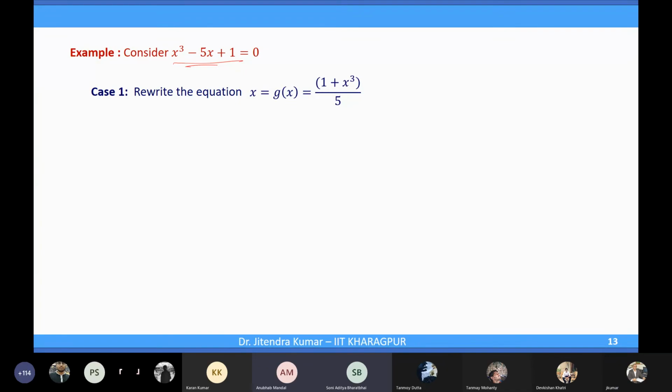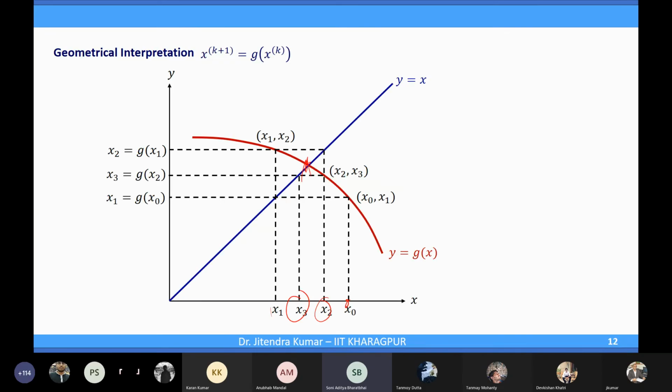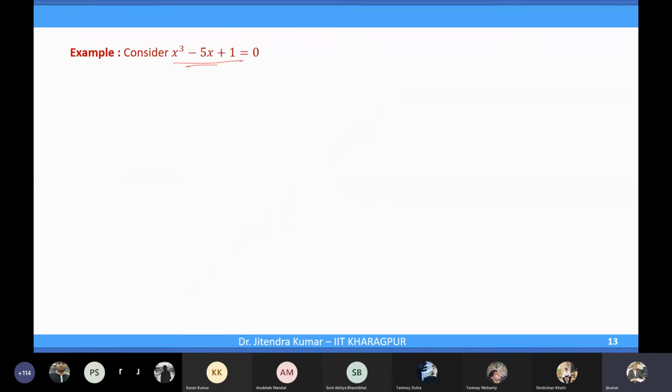Sir, can we say that x0 and x1 will always be on different sides of the root, and similarly for all other iterations? In this case, I don't know, it depends on the nature of g(x). Exactly. In this figure, you see it is fluctuating around the root because of the nature of g. But I don't think that this is going to happen always. If the graph of g is something very different, then it may again fall on the same side.